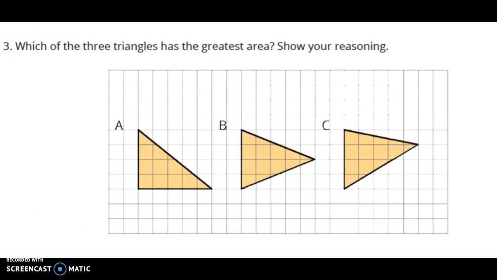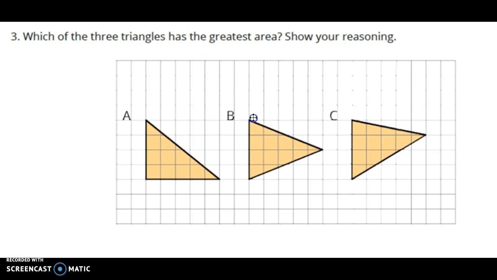3. Which of the triangles has the greatest area? Show your reasoning. Okay, so I'm going to do A and B with you, and I'm going to have you do C on your own. All we have to do here, once again, is pick a base and a height. So I think for this, I'm going to make this side over here my base. And I want my height to be at a right angle. I already have a side that is at a right angle. So there's my height.